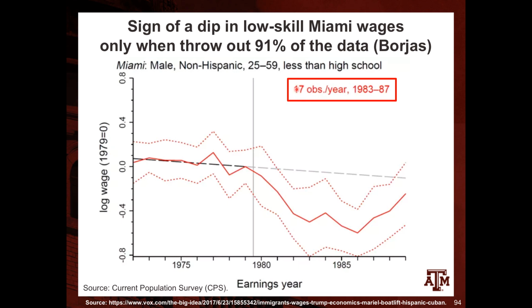Now we have only 17 observations per year between 1983 and 1987. So the sample size is so small that the results are not really reliable, because maybe the effects of one or two or three people might be driving these negative effects here. So when people say that because of Borjas' study this debate is settled, it is not.